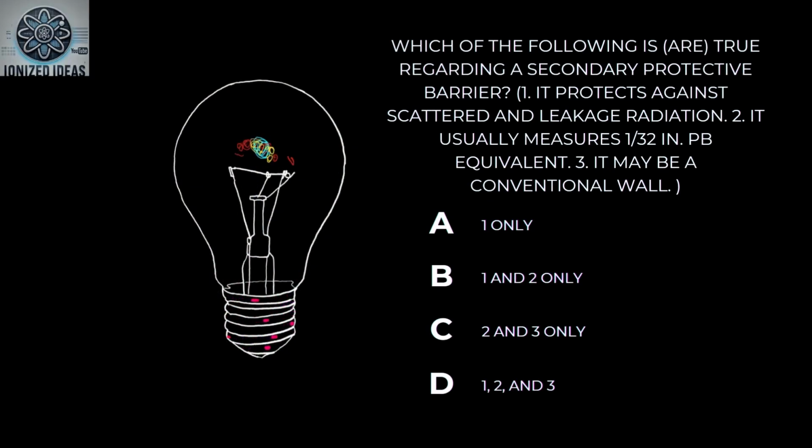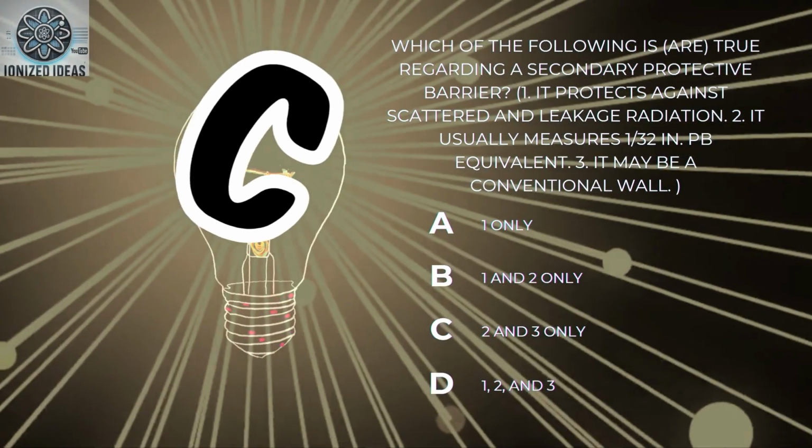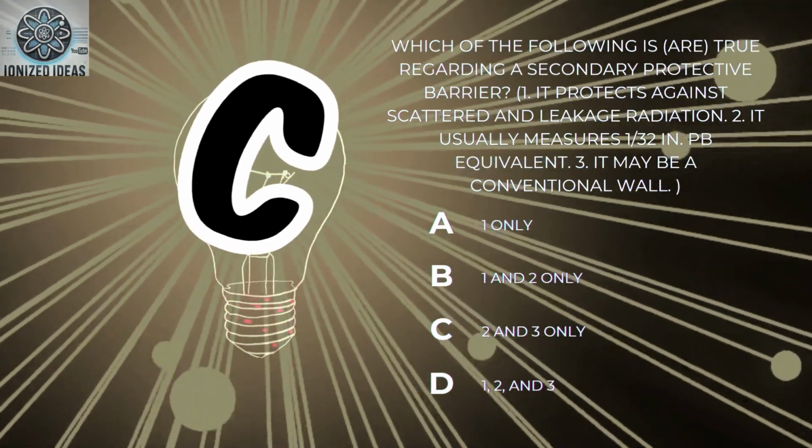Which of the following is true regarding a secondary protective barrier? 1. It protects against scattered and leakage radiation. 2. It usually measures 1/32 inch Pb equivalent. 3. It may be a conventional wall. A. 1 only, B. 1 and 2 only, C. 2 and 3 only, D. 1, 2, and 3.